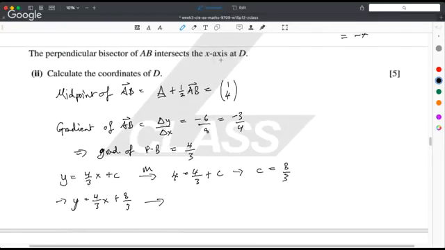x intercept of D. So that's when y is equal to 0. So that means 0 is equal to 4/3 x plus 8/3. And you see that this means that x is equal to minus 2. And of course, it's the x intercept, so that means y is 0. So D has the coordinates minus 2, 0.